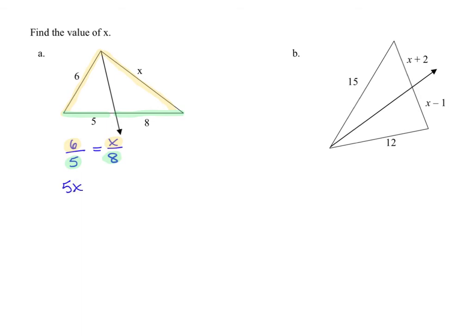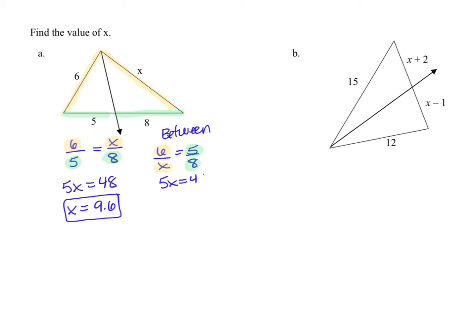So we have 5x is equal to 6 times 8, which is 48. Divide by 5 on both sides, you get 9.6 for x. If I wanted to write a between ratio, it would be 6 to x is equal to 5 to 8. So that would still give me 5x is equal to 48, giving you the same answer of 9.6. Let's take a look at letter B.